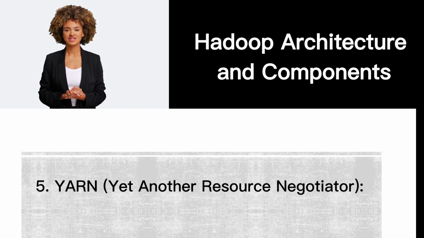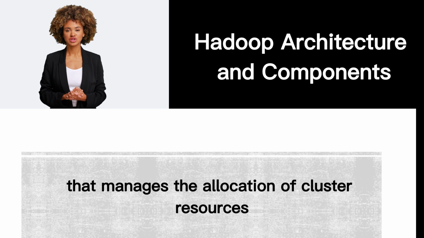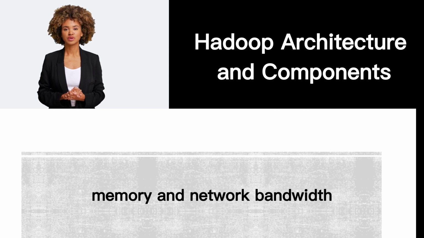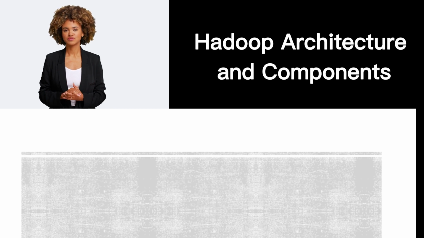5. YARN. Yet another resource negotiator. YARN is a resource management framework in Hadoop that manages the allocation of cluster resources, such as CPU, memory, and network bandwidth, to different applications running on the cluster.